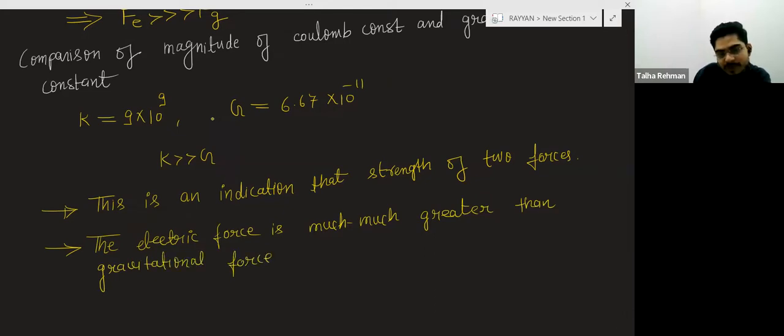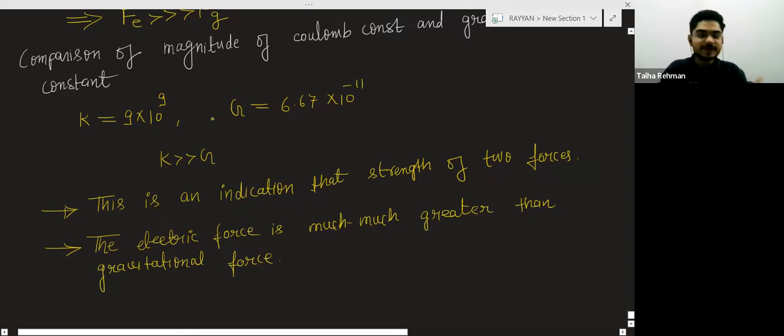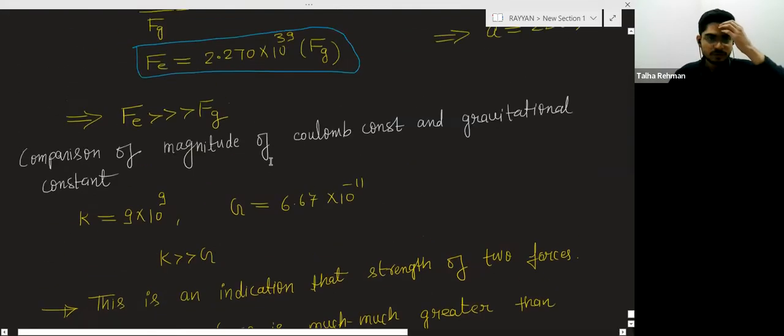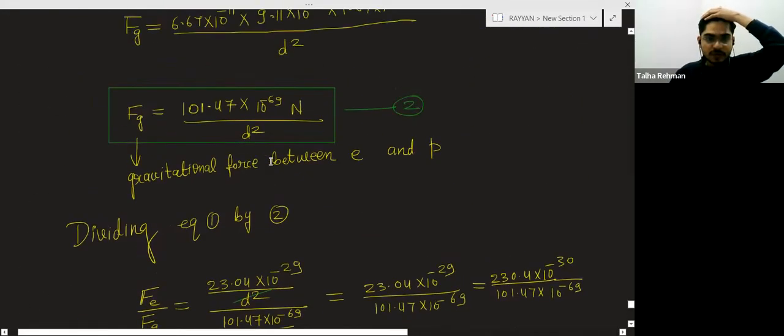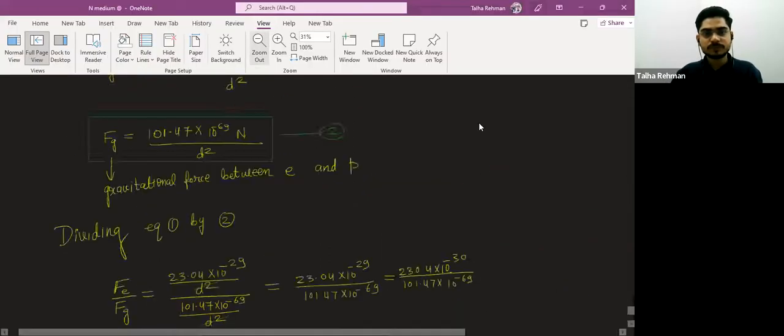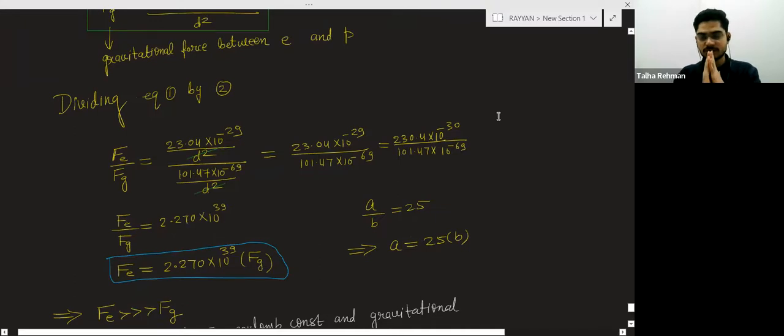You can compare the gravitational field and the electric field also the same way. The formula will remain the same. It means the gravitational field is much weaker than the electric field, or the electric field will be much stronger than the gravitational field. Why? Because the gravitational force is much weaker than the electric force. So now you can note down from here. Got it now?